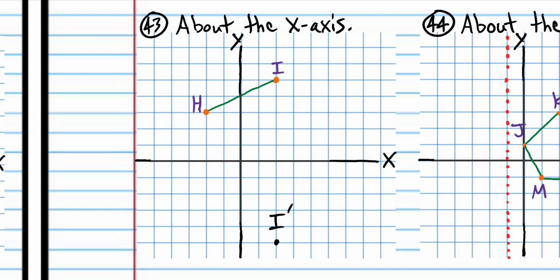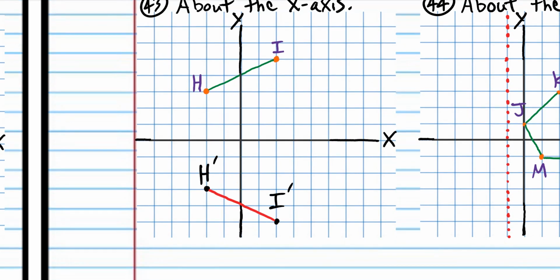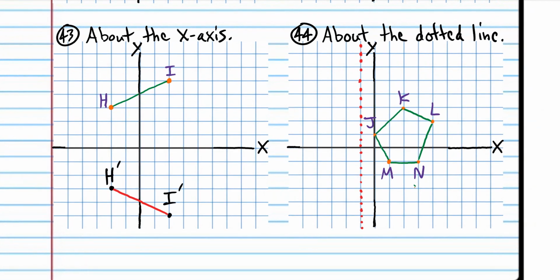So that's I prime. And then H, you're going to go 1, 2, 3 units to the x-axis. So you have to go 3 units past the x-axis. And that is H prime. And connect the dots, and we reflected that segment about the x-axis. So again, if you're looking at a mirror and the x-axis is your mirror, then the reflection you see is this line. So if you got that answer, good job. Try number 44, and when you come back, we'll do it together.